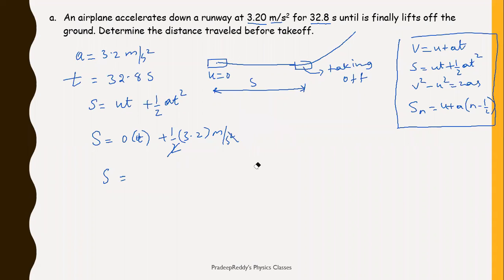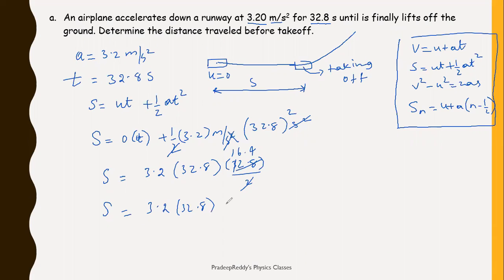s is equal to ut plus half at square, that is 32.8 whole square into second square. This second square and second square get cancelled, left will be meter. It is 3.2 into 32.8 into 32.8 divided by 2. This will be 2 ones 26.24. Now in order to calculate this total, you should multiply them: 3.2 into 32.8 into 16.4. If you multiply this total, you will get the answer in meter.